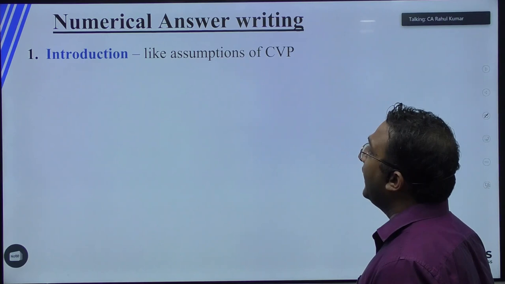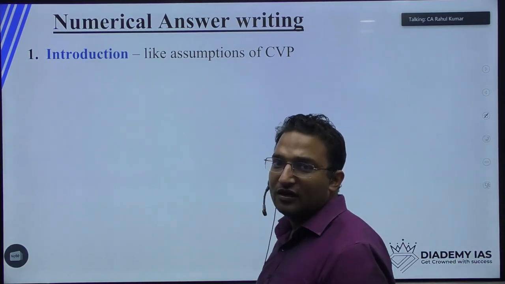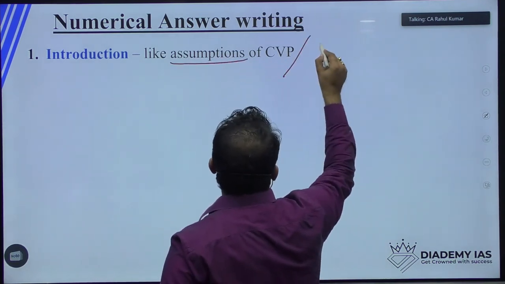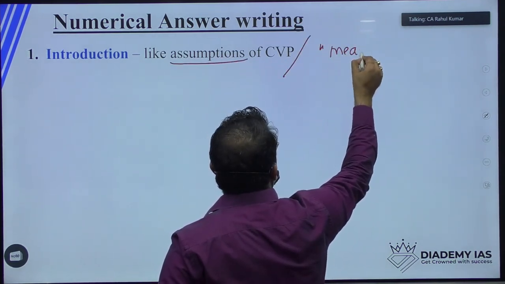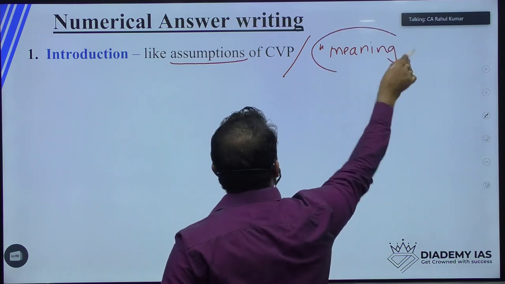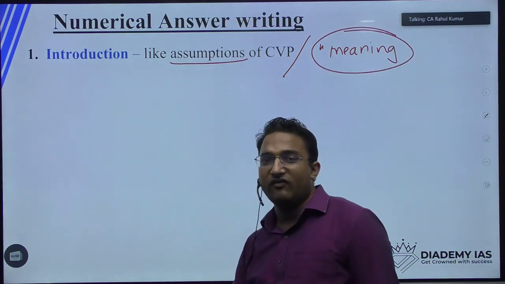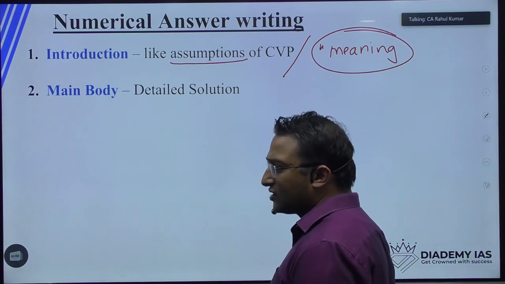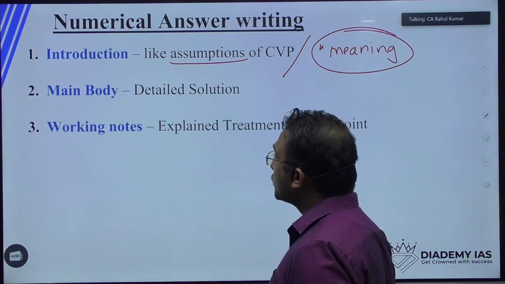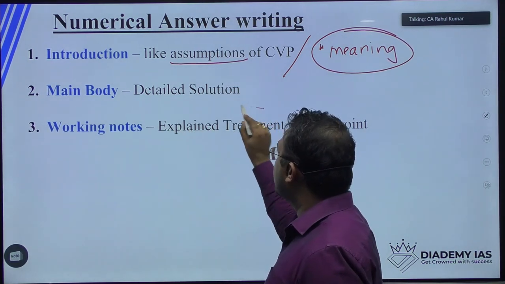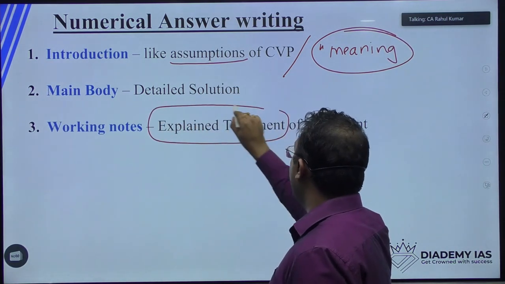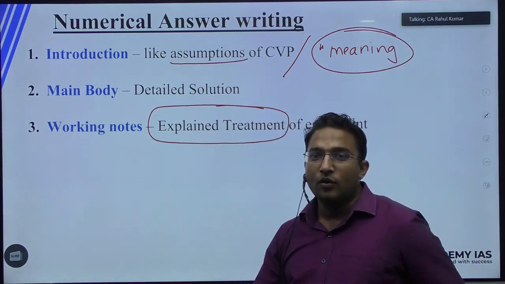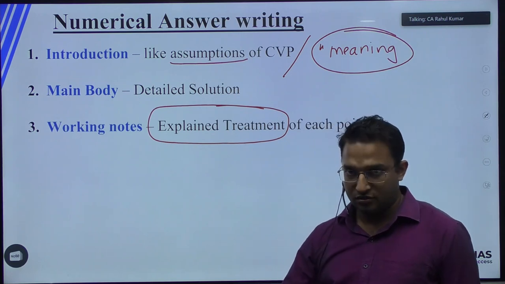First of all, introduction. As much as possible, try to write the introduction. For example, assumptions or maybe meaning. Meaning of something is something which you can definitely add. Meaning is the basic way of writing the introduction. In the main body, you will give the solution as usual. Then you should also give the working notes where you should explain the treatment of every point, that how every point has been treated in the answer, how we are using that point to make the calculation, right?